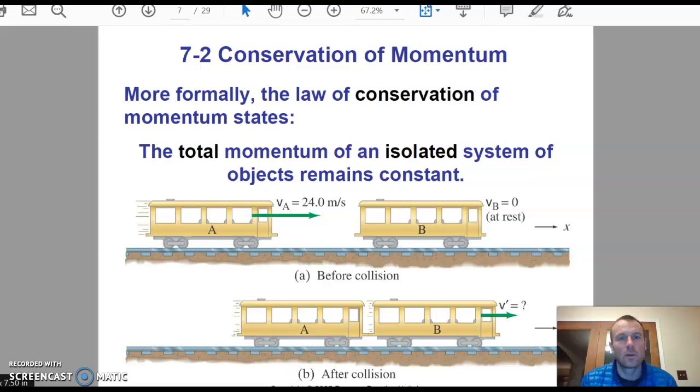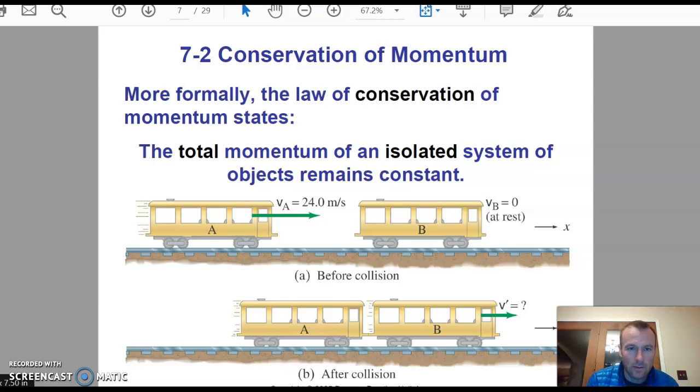One of the most powerful applications of momentum, especially for collisions, is this idea that momentum is conserved. What that means is the initial momentum of the objects before a collision is going to be the same as the final momentum of the objects after the collision, as long as we keep an isolated, closed system. And that means that we have no external forces acting, and that we also have no additional mass being added to the system.